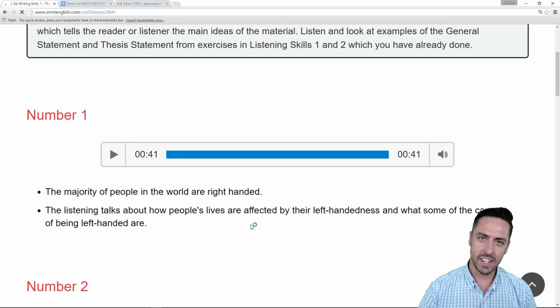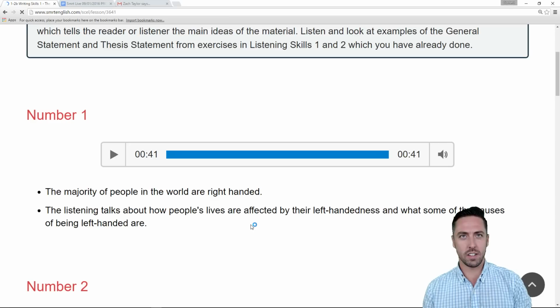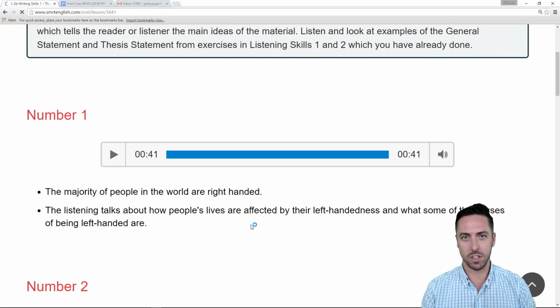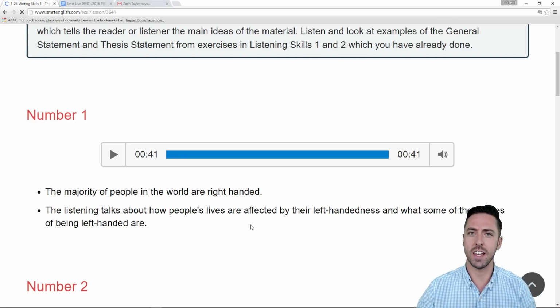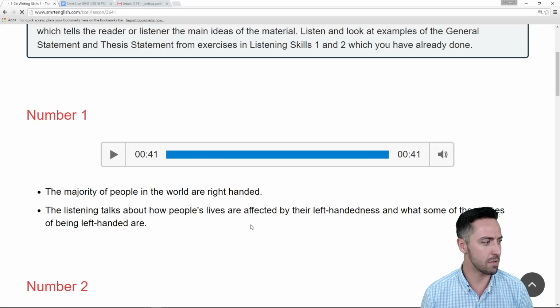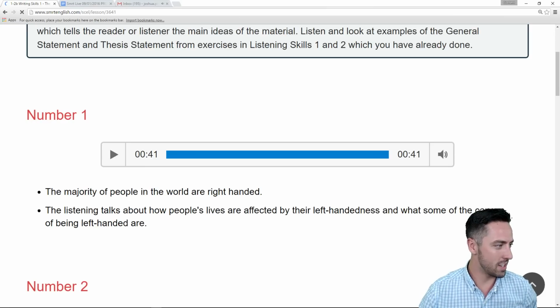While you're thinking about that, I'm going to read the next sentence here that was in the listening. The listening talks about how people's lives are affected by left-handedness and what some of the causes are. So that's sort of a definition of what we heard. It's describing, it's a summary. So think about that. Is that a general statement or a thesis statement? And I'll check out the chat here and see what the guesses are.